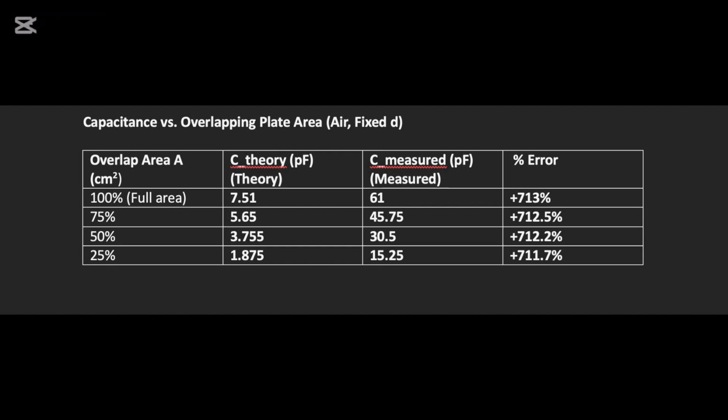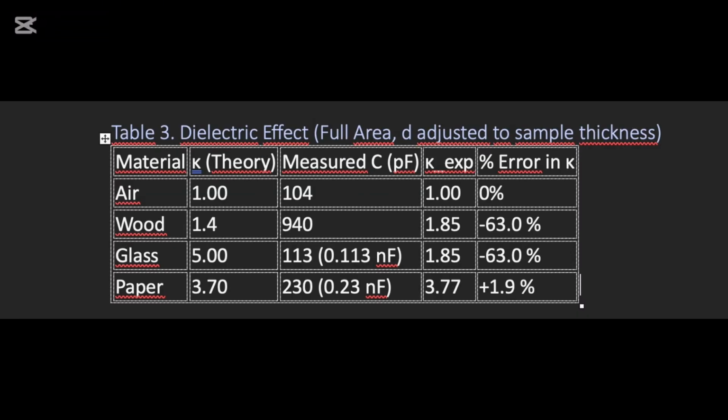Capacitance is directly proportional to plate area, inversely proportional to plate separation, and scales with the dielectric constant of the material between the plates. By using 9 cm radius adjustable plates, we were able to explore these relationships experimentally and observe both ideal behavior and real-world deviations.